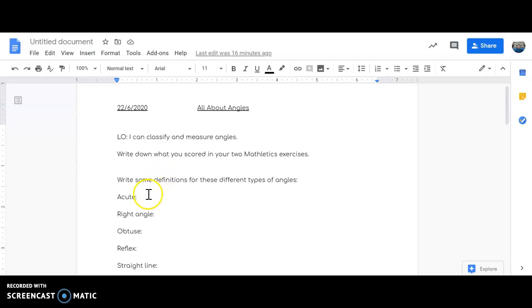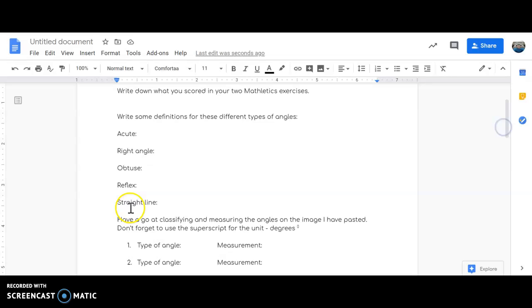Once you've done that, can you write some definitions for these different types of angles? So I'll talk to you about an acute angle. What is an acute angle? Well, it's an angle that is less than 90 degrees. So you could type that up. Acute, less than 90 degrees. Your job is to go and research. You can use the website I've given you, what a right angle is, what an obtuse angle is, what a reflex angle is, and what a straight line is.